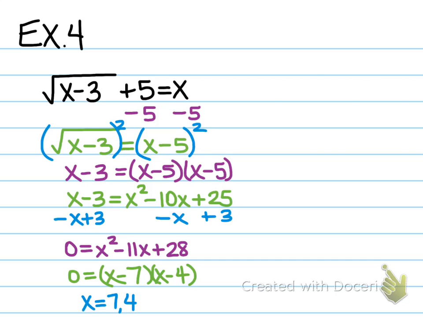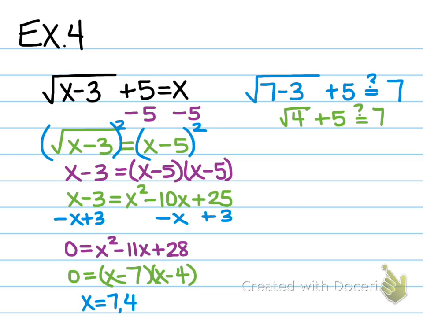So let's start with the 7. So if I do the square root of 7 minus 3 plus 5, I want to see is that equal to 7. So the square root of 7 minus 3 is the square root of 4 plus 5. Square root of 4 I know is 2 plus 5. And 2 plus 5 does equal 7. So 7 is a solution.